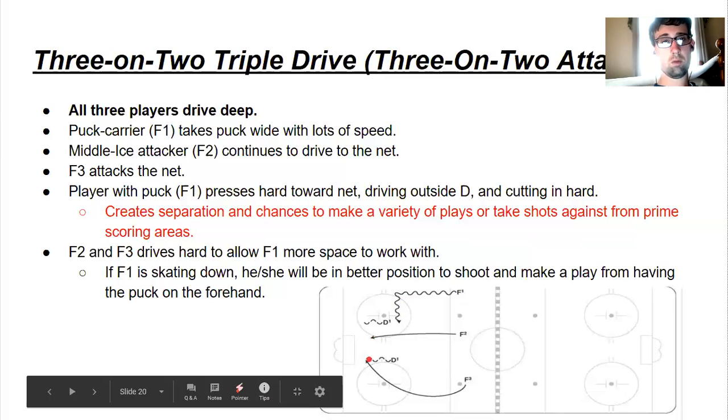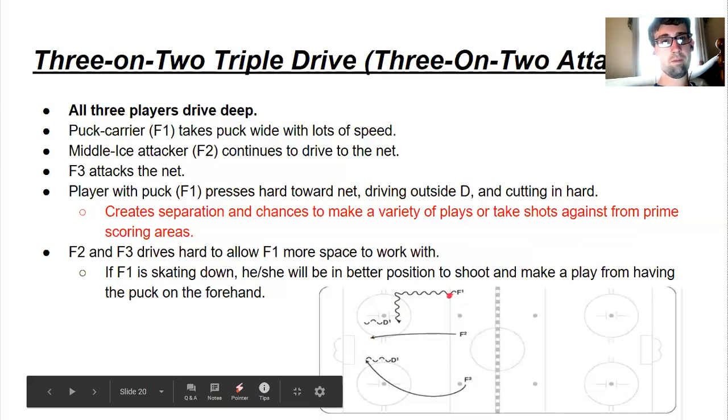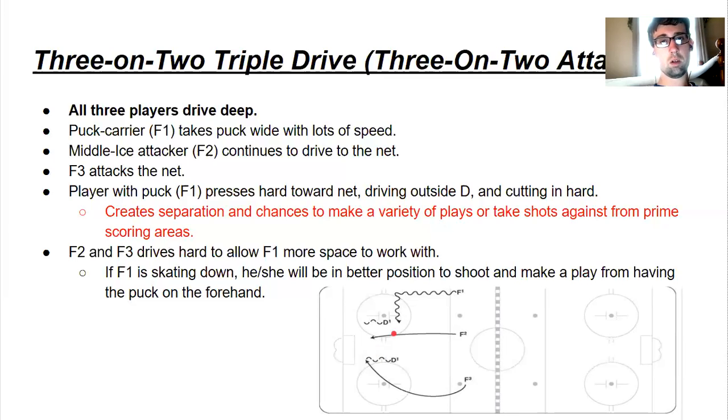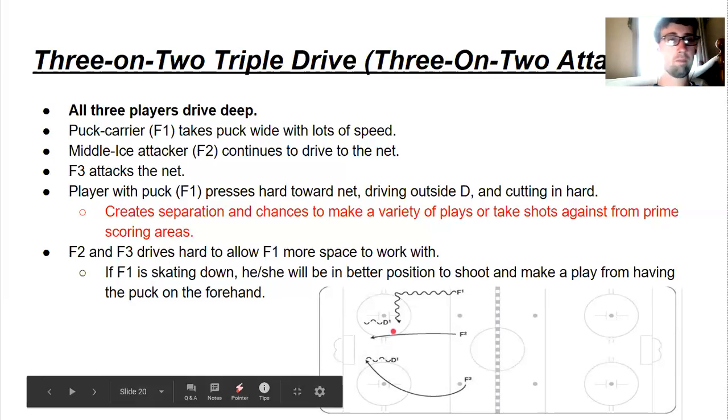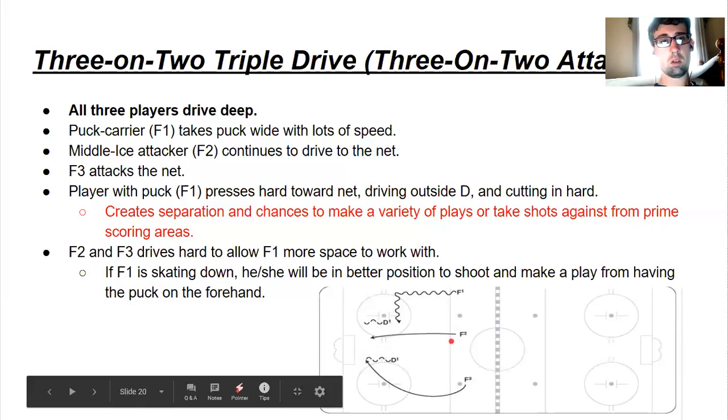Player with puck, forward 1, right up here again. He'll be down here at some point, right here. Presses hard toward the net, driving outside the defenseman and cutting in hard. Creates separation and chances to make a variety of plays or take shots from prime scoring areas. Forward 2, again right here.